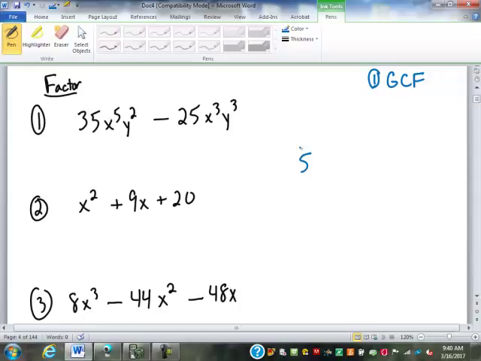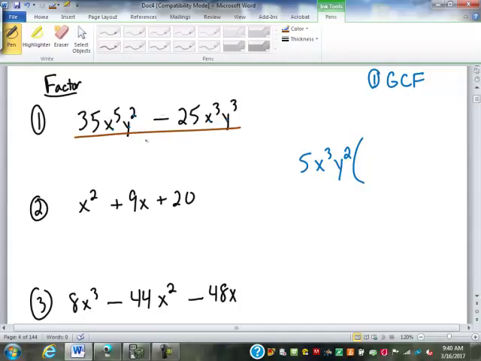Now for the variables, what did we look at in the variables? The smallest power was the greatest factor, right? So we've got x to the 5th and x to the 3rd, so we're going to use x to the 3rd. We've got y squared and y to the 3rd. We're going to use y squared, the smaller of the two.